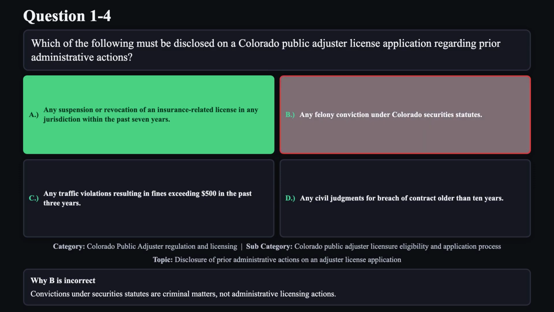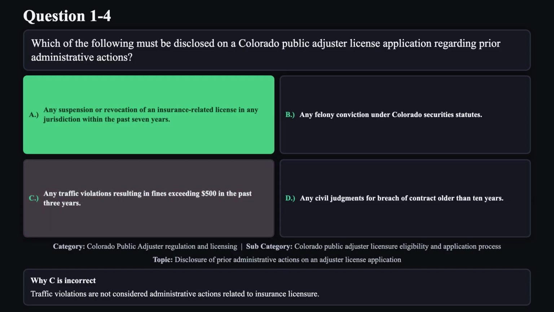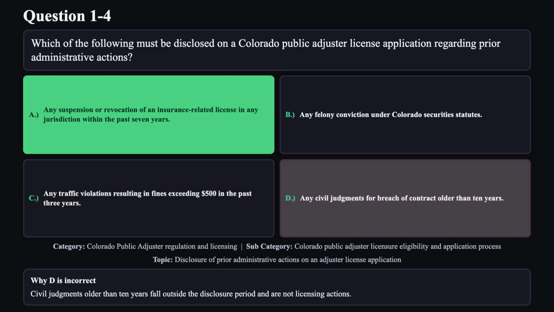Reason B is not correct. Convictions under securities statutes are criminal matters, not administrative licensing actions. Reason C is not correct. Traffic violations are not considered administrative actions related to insurance licensure. Reason D is not correct. Civil judgments older than 10 years fall outside the disclosure period and are not licensing actions.